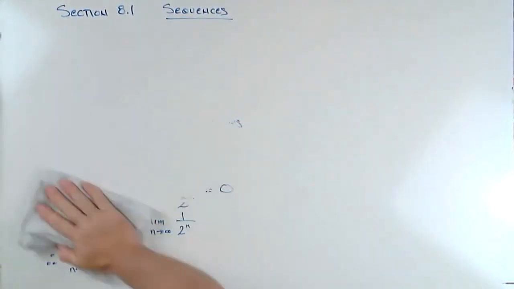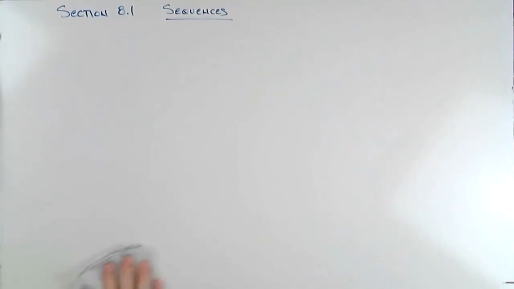Barring any more internet hiccups, we'll see if we can get a few more problems done here, and then we'll be done with section 8.1. What about something like 45? Determine whether the sequence defined as follows is convergent or divergent.